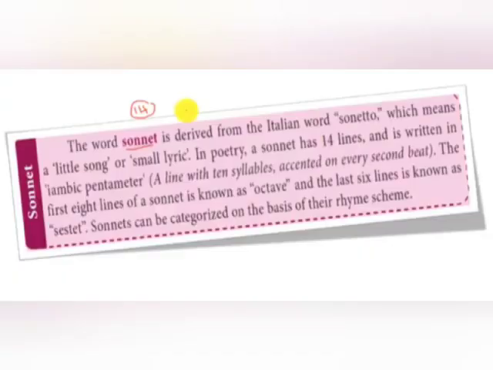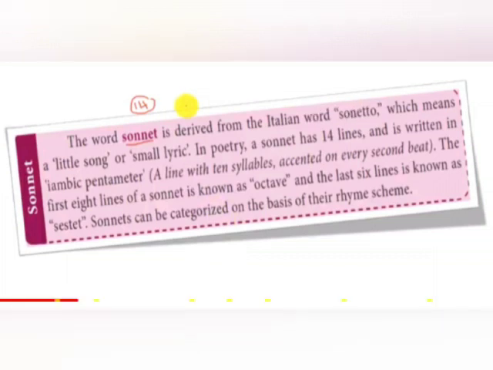This poem is called a sonnet. The word sonnet is derived from the Italian word sonetto. Students, do you know what a sonnet is? A sonnet means little song or small lyric. In poetry, a sonnet has 14 lines. It is written in iambic pentameter, a line with 10 syllables, accented on every second beat.